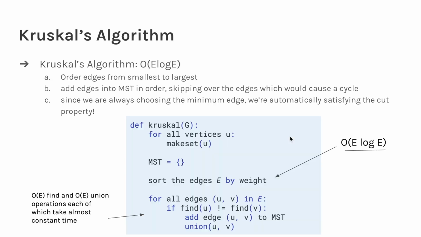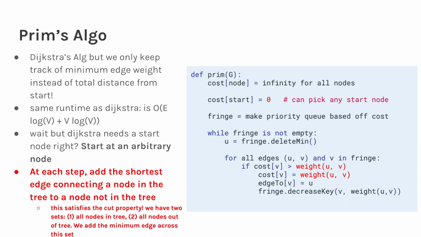Also, I think I skipped this for Kruskal's. Yeah, so Kruskal's is also satisfying this cut property. Since we're always choosing the minimum edge, then naturally we're always going to be choosing a minimum edge across some cut if we're choosing a minimum edge overall. So both Prim's and Kruskal's satisfy the cut property, and that's why we end up creating an MST. They're just different approaches.